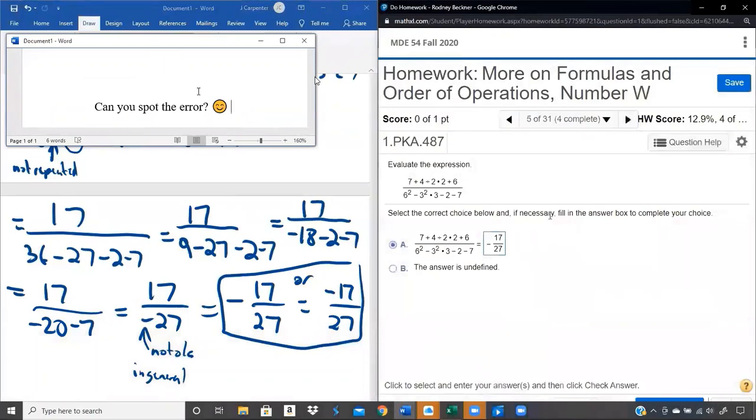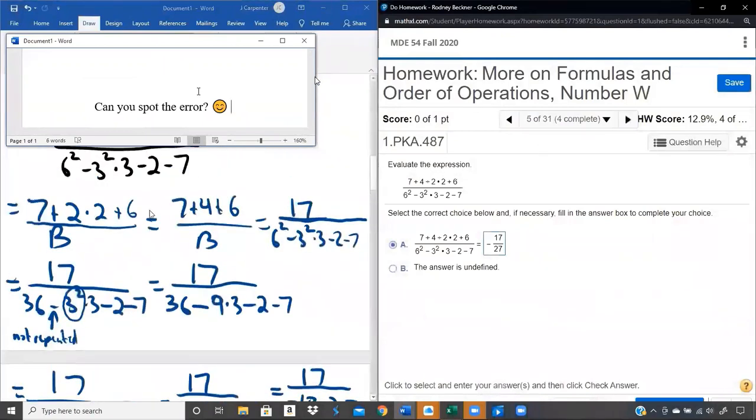7 plus the 4 divided by the 2. 4 divided by 2 is 2. 2 times 2 is 4. The top should be 17. 6 squared is 36.